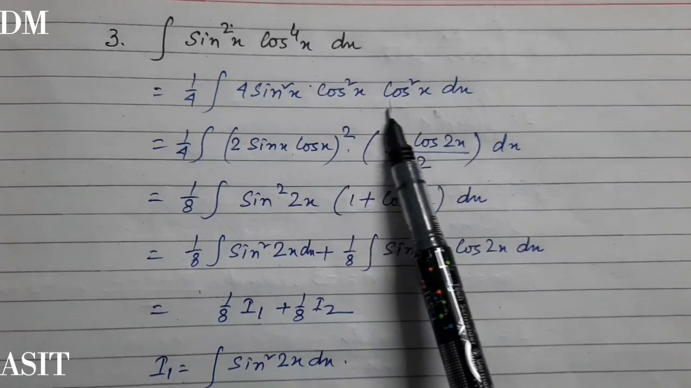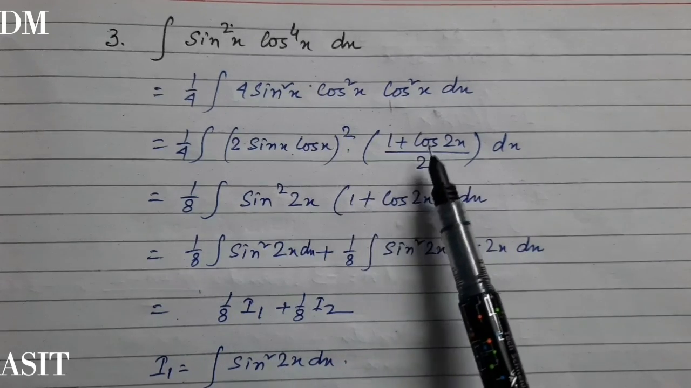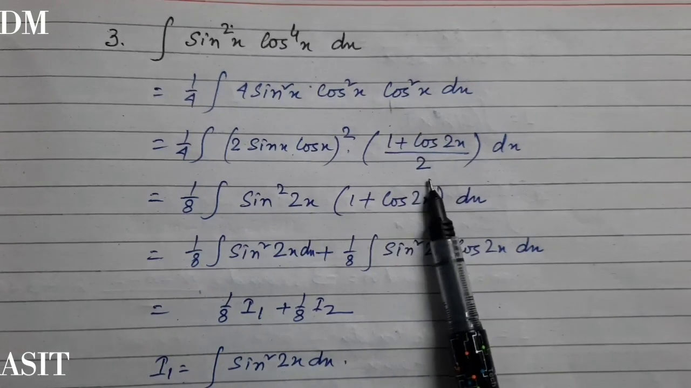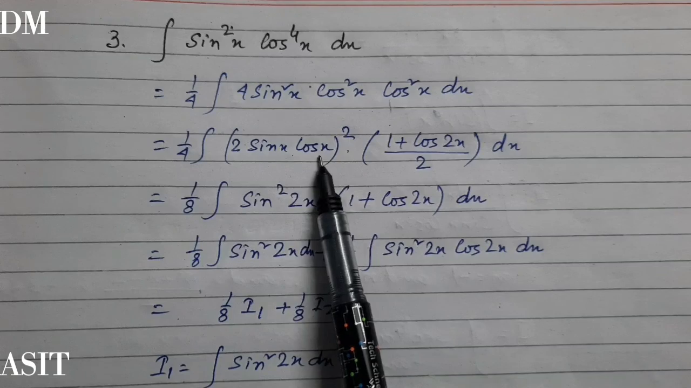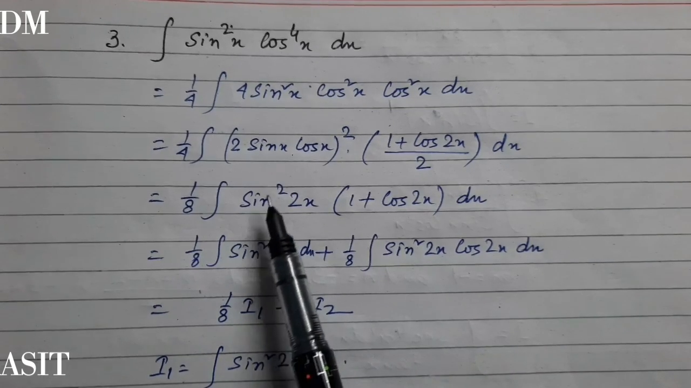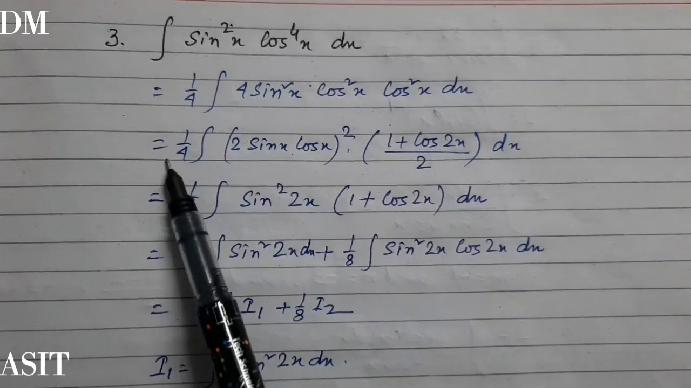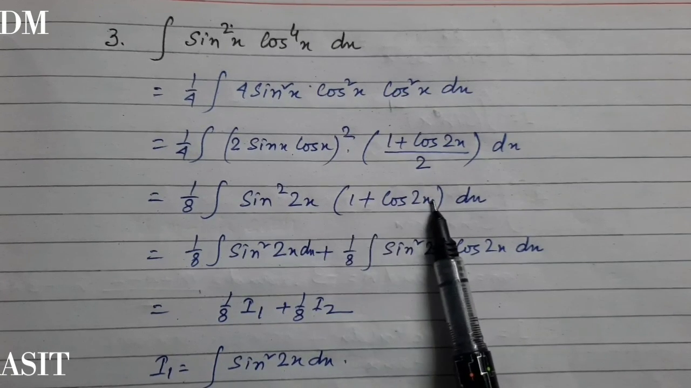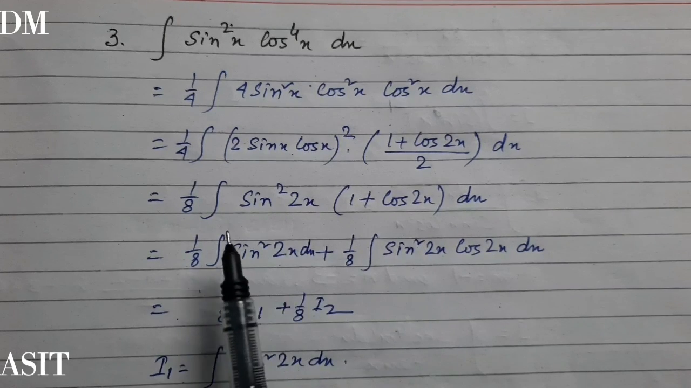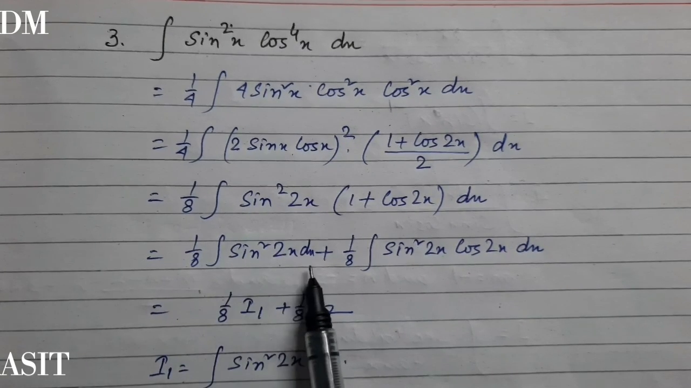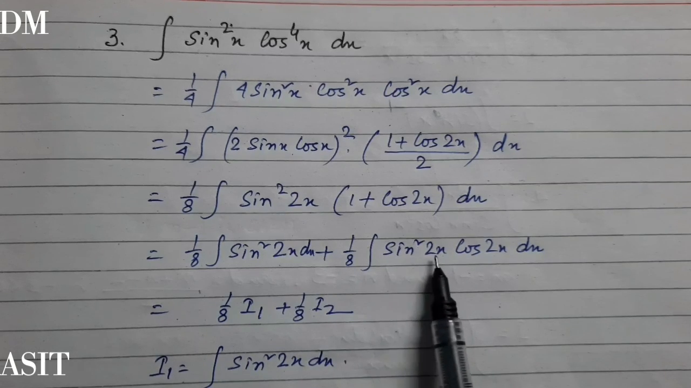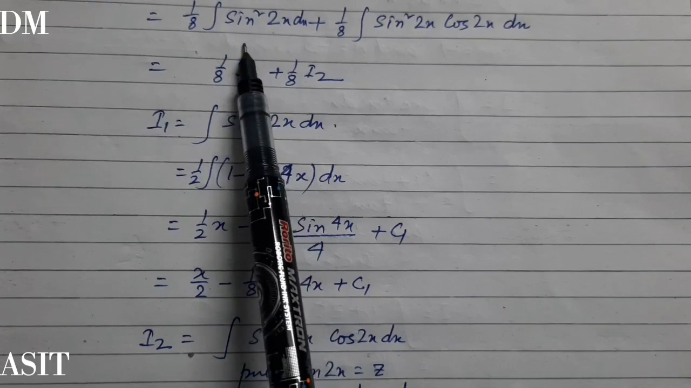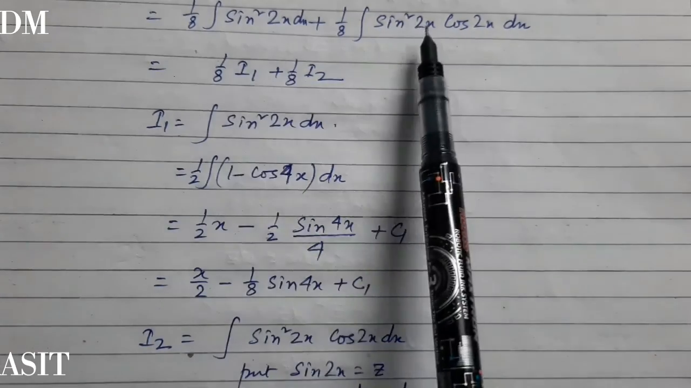Now this cos square x can be written as 1 plus cos 2x by 2, which is another trigonometric identity. From the formula of cos 2x we can derive this. Now this is the formula of sin 2x. We can write this as sine square 2x, and this 2 will go outside, so it will make it 1 by 8, into 1 plus cos 2x. Now we can multiply and distribute the integral. So it will be 1 by 8 sine square 2x dx plus 1 by 8 sine square 2x cos 2x dx. So there are two integrations. Let us assume this one is I1 and this one is I2.